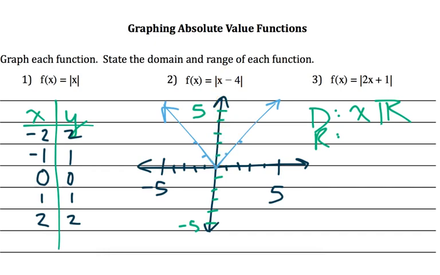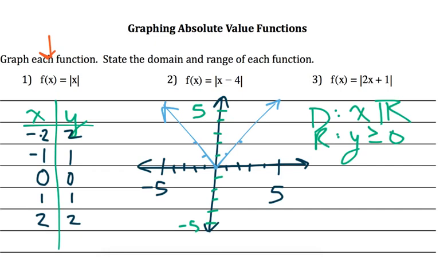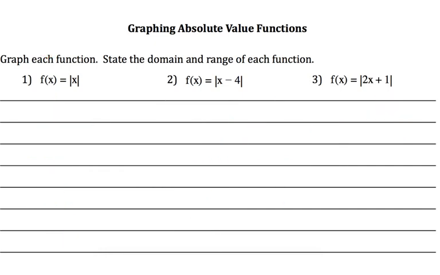So for y, I will say y is greater than or equal to 0. We get a positive value whenever we plug these in, but we're never going to get negative values out of this particular function. So this is the parent function, where it's just the absolute value of x. Anything more complicated than that, and it's going to be a little bit more involved.